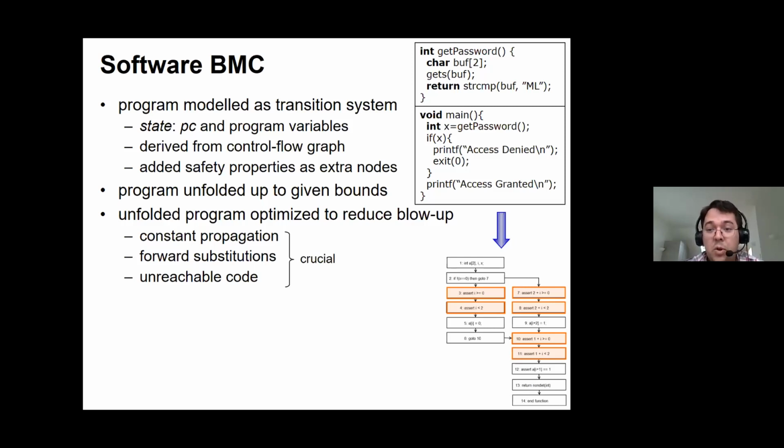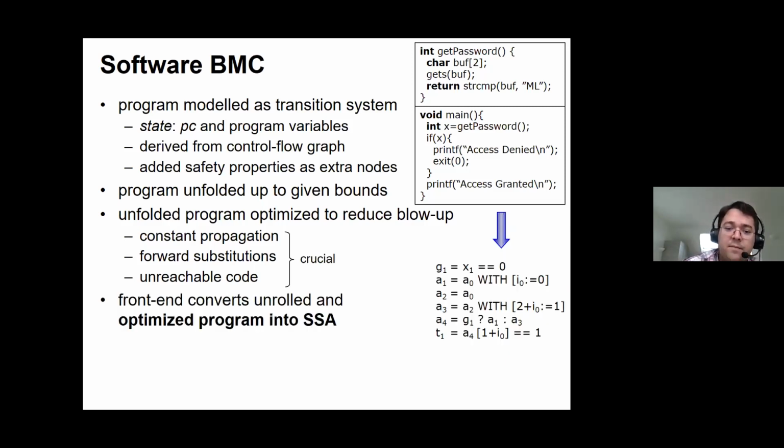And then we also detect unreachable code, right, when you unfold the program. We detect nodes, basic blocks, that are unreachable. And that helps quite a lot to reduce the size of the formula that we give to the solver.